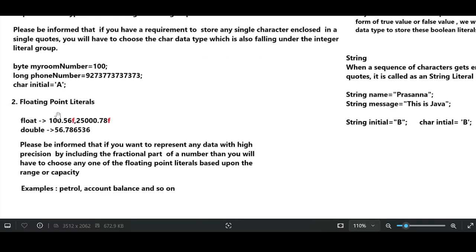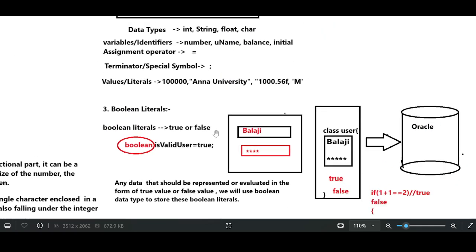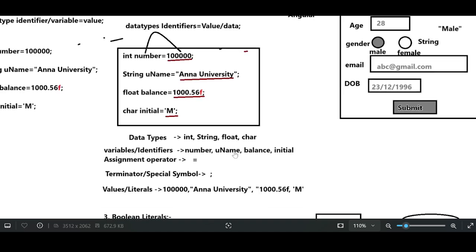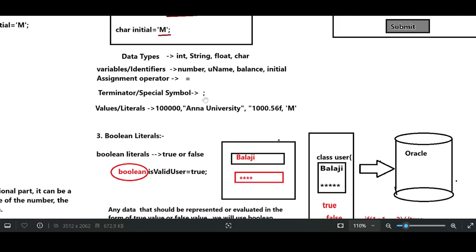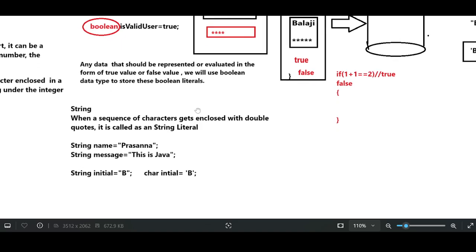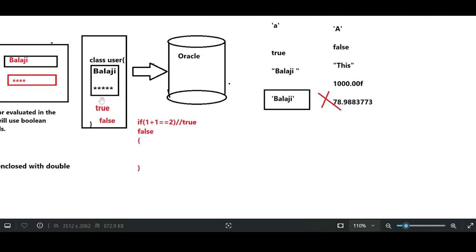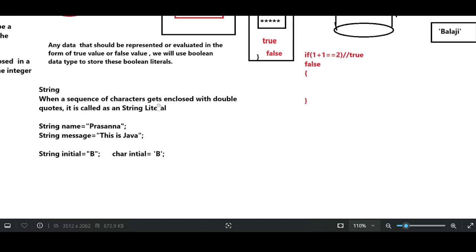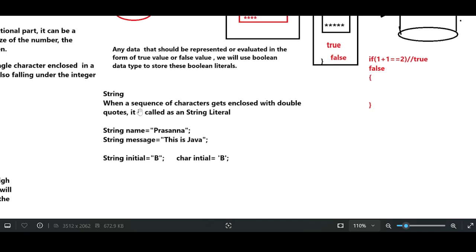We have also seen floating point literals, and when it comes to floating point literals, we have only two data types: one is float, the second one is double. If you want to represent the price of petrol or an account balance with high precision, you can go for these two literals, depending upon the size. We are going to dive deep into the size as well. And we have the string literals. We have seen Boolean literals, which can represent only two values, either true or false, right? And we also saw some examples of Boolean literals. Last, you discussed the string literals. So by this I can conclude that literals are completed.